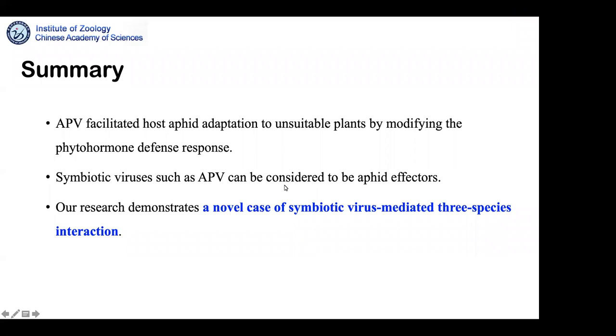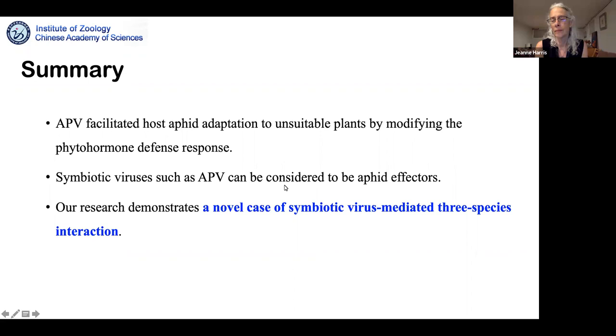So do you know how APV manipulates the GA level in the plant? How does APV reduce the GA level? Is it that I should know? Yes, what is your guess? What do you think?